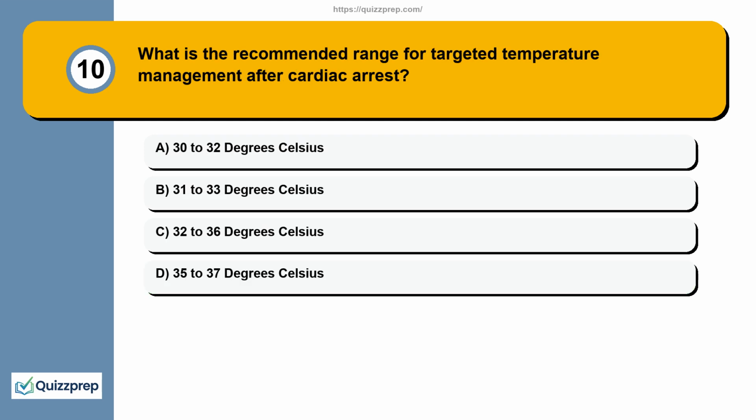Question 10. What is the recommended range for targeted temperature management after cardiac arrest? 30 to 32 degrees Celsius, 31 to 33 degrees Celsius, 32 to 36 degrees Celsius, 35 to 37 degrees Celsius.